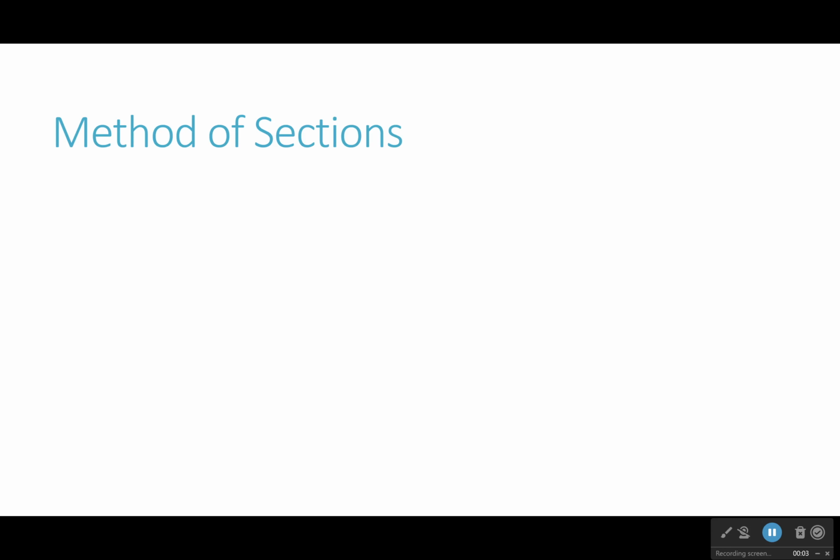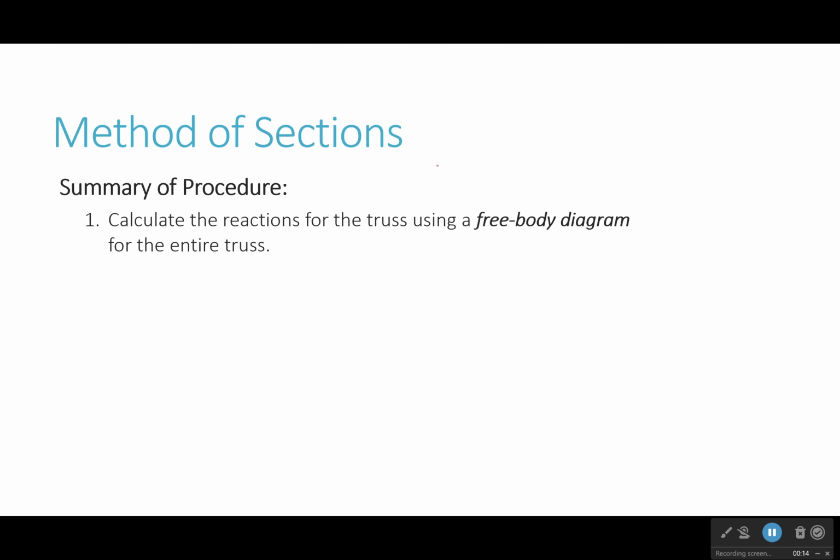So, this time we're going to be talking through the second method of solving problems, which is the method of sections. So let's go through the procedure and then we'll try out an example problem. So first off, we have to calculate the reactions for the whole truss using a free body diagram for the entire truss. That means getting rid of all of our pin supports and our rolling support and replacing those with forces.